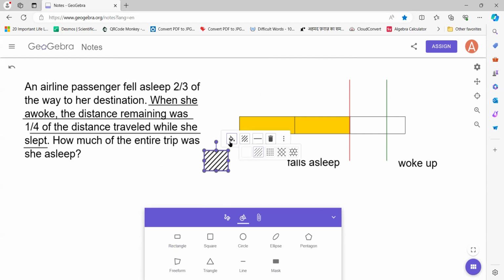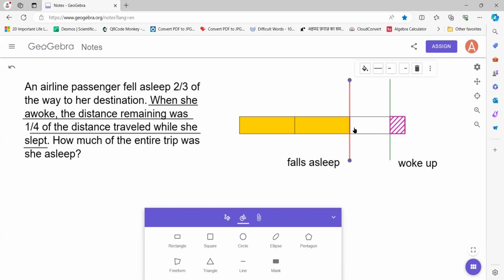Let me see if I can. Okay, I'm going to put this guy here. I'm not being very accurate, okay? No. She is awake in the yellow area. She is asleep in the white area. And she is awake again in the pink area because she fell asleep at this point and she remains asleep right here. And she wakes up at this point and she is awake in the pink shaded area.